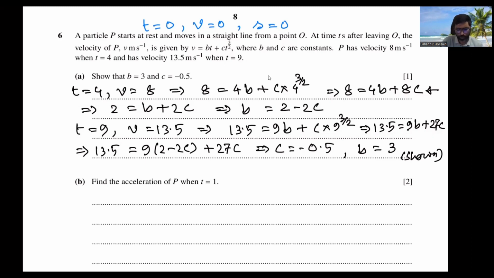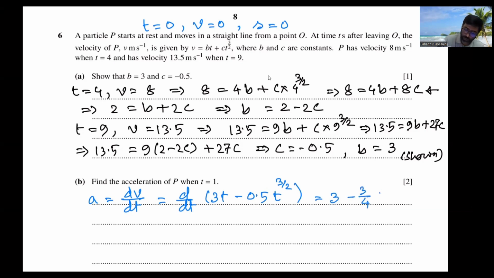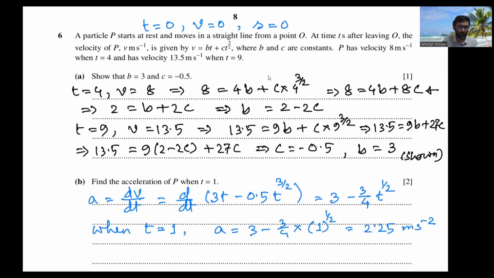Then in part B, you have to find the acceleration of P when t equals 1. To find the acceleration, obviously you need to differentiate velocity with respect to time. So velocity, if you substitute the values of B and C, is 3t minus 0.5 t to the power 3 by 2. If you differentiate it, you have 3 minus 3 by 2 into half, that's minus 3 by 4, t to the power 3 by 2 minus 1, that's half. Now, when t equals 1, the acceleration is 3 minus 3 by 4 into 1 to the power half. That will be 2.25 meters per second squared. That's the acceleration. That's part B.